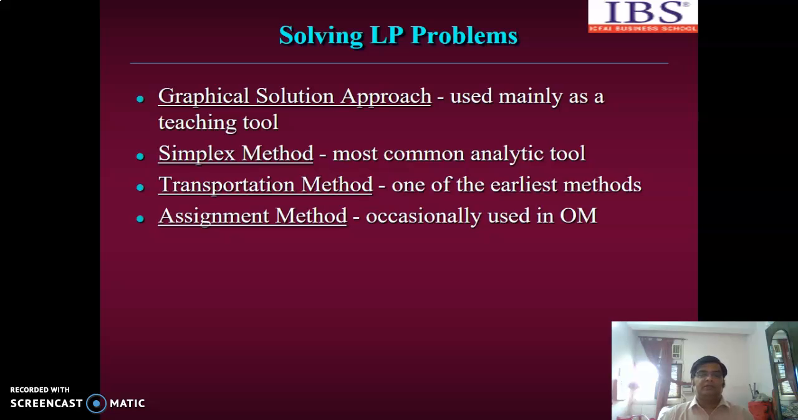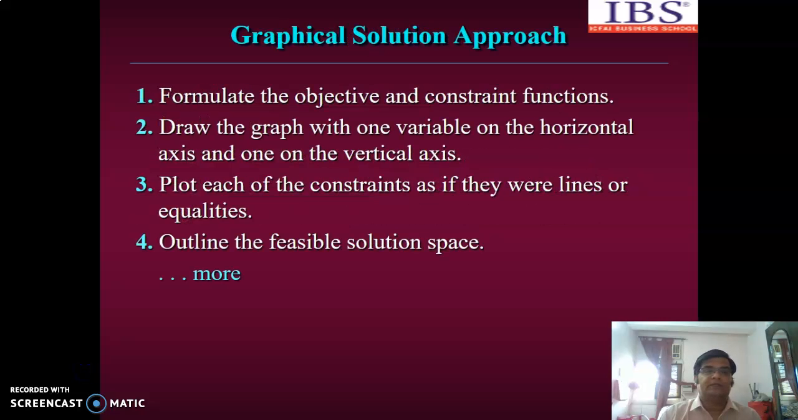There is another method called the transportation method. It is an application area, and we will focus on the transportation method also. Then there is the assignment method, mainly job assignment in some industries. So these are the four methods, out of which we will take up the graphical solution method in greater detail. So let us start with the graphical solution approach.